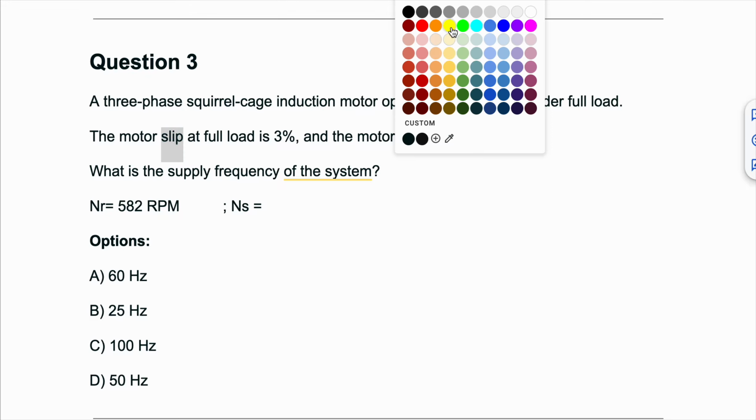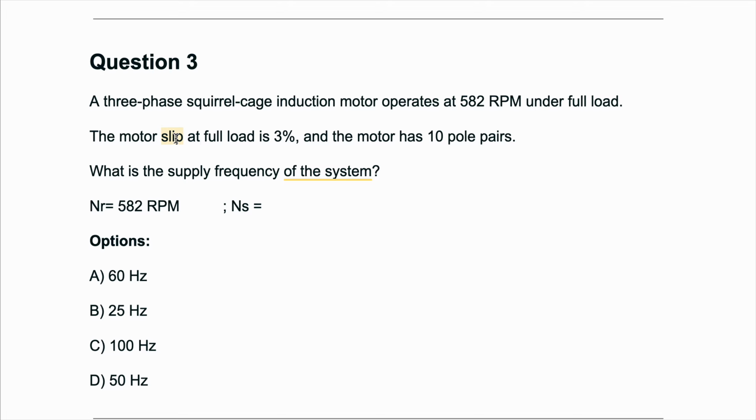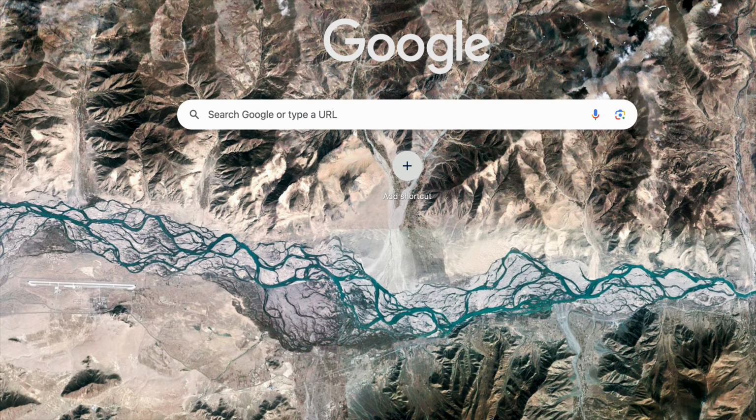What is the slip? Slip is the difference between the speed of the stator field and the speed of the rotor. But you know that the stator speed is not a mechanical speed, it's a magnetic speed. It means that the magnetic field of the stator is turning because of the frequency of the windings and poles. When we have 10 poles on the stator, let me show you in a photo.